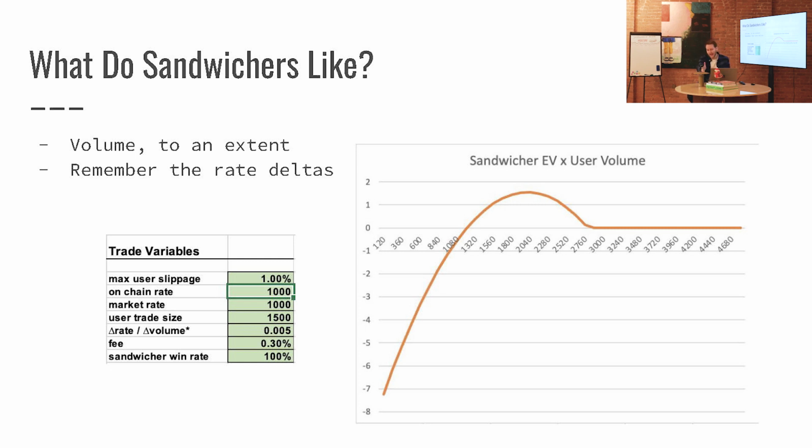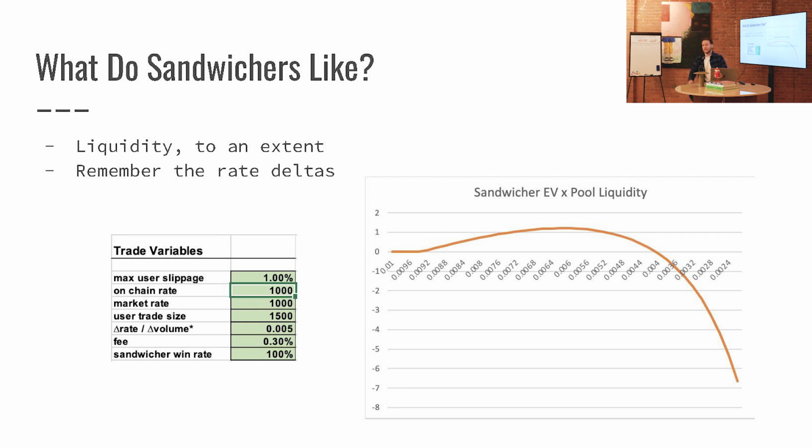But as that volume increases, the sandwichers start to realize that, hey, their own volume is not going to be that great. And inversely, just like we had slippage and pool fees, the inverse of volume is liquidity because, again, price impact is based on volume and liquidity. And so what we'll find is that sandwichers do like pool liquidity to a degree, but at a certain point, it becomes something that is cutting into their own ability to capture profit.